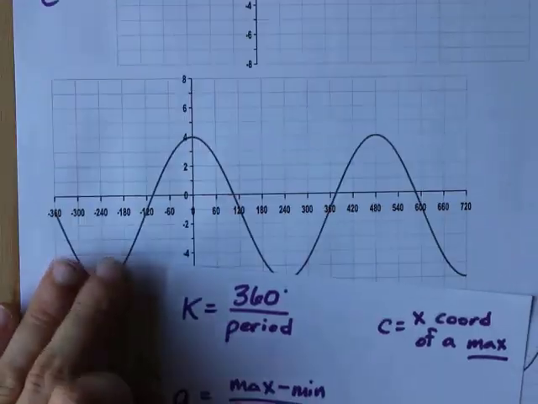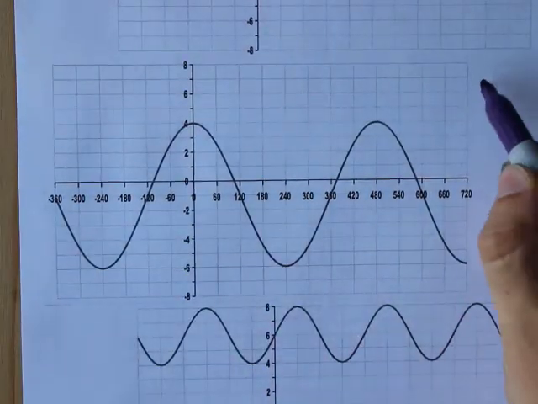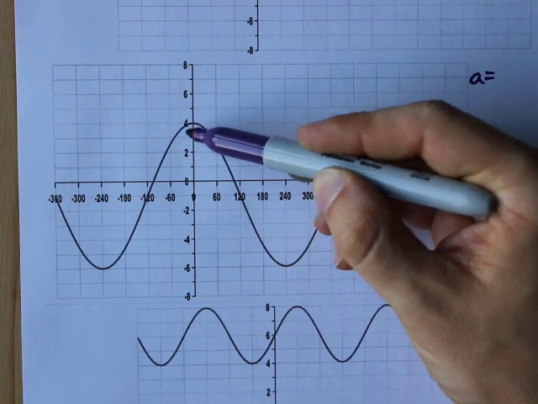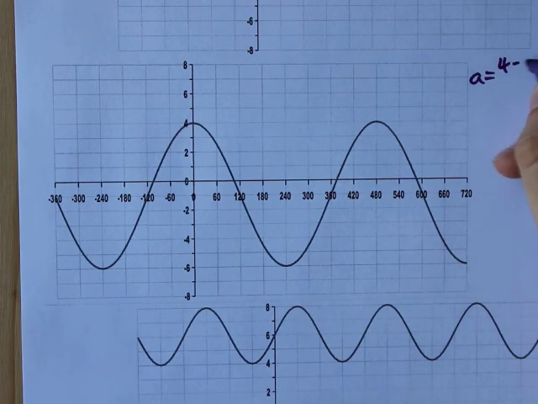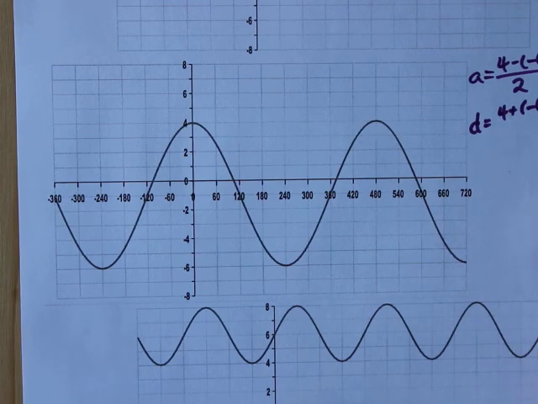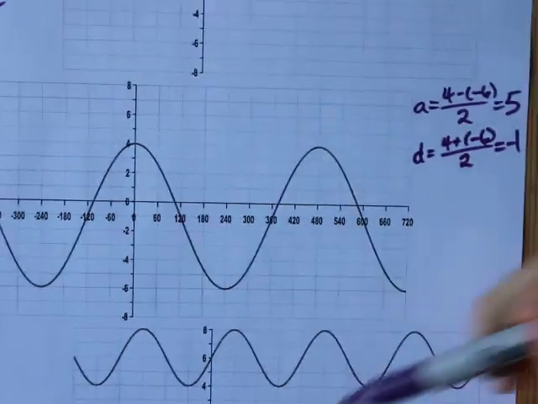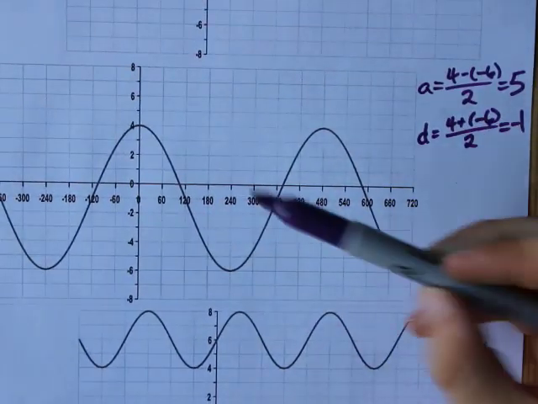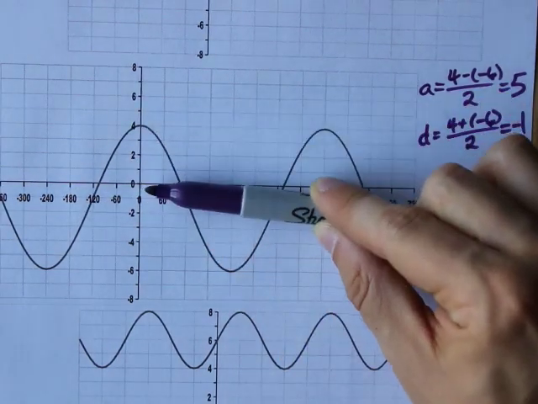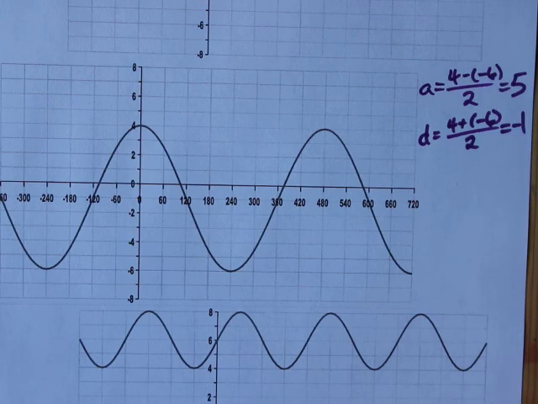Let's do it again. My amplitude is max minus min divided by 2. 4 minus -6, all divided by 2. I get 5. All right. My vertical shift is the same thing, but with a plus. That's 4 plus -6 divided by 2. I get -1 for the vertical shift. Oh, you couldn't see that. That makes sense because my vertical middle is at -1 and it seems to be going 5 higher and 5 lower. All right, makes sense.